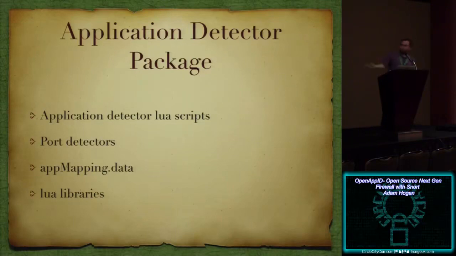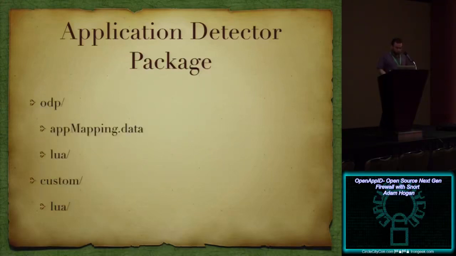There's also a file called app mapping.data, which has some metadata about all the different detectors. We'll take a look at that because it's how you can see what different detectors are in there, what name they're using, which we'll need to match up to rules when we start controlling applications. And there's some Lua libraries that just come with it as well. But as long as we just unzip that file and then in your snort.conf point it to that directory, you'll be set. Come back to that.